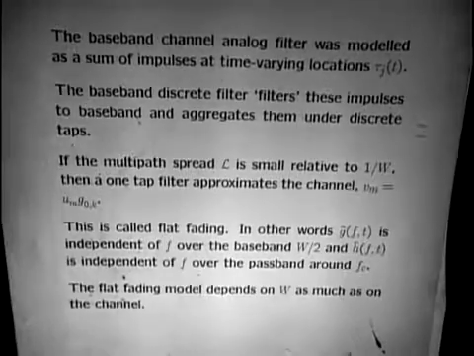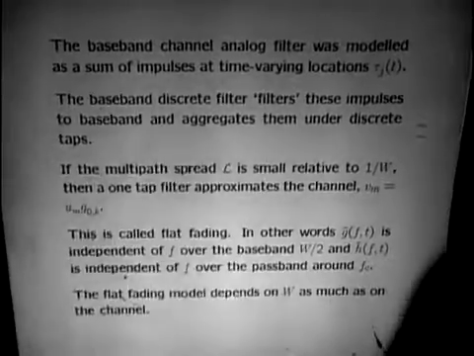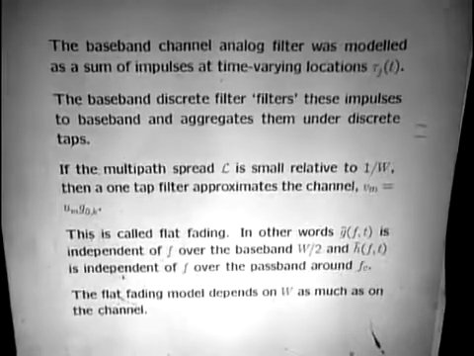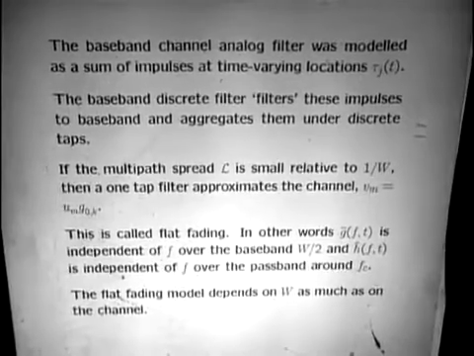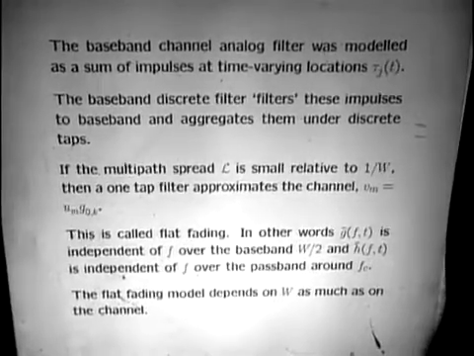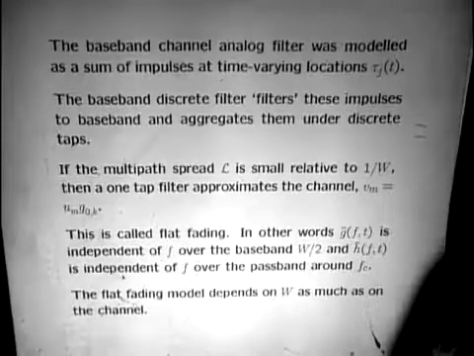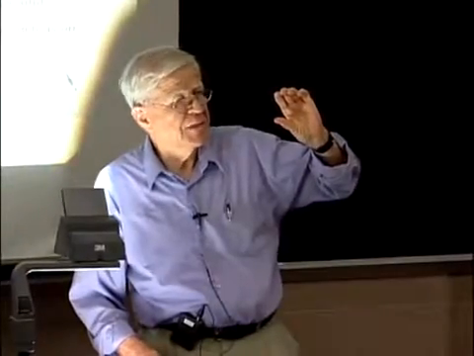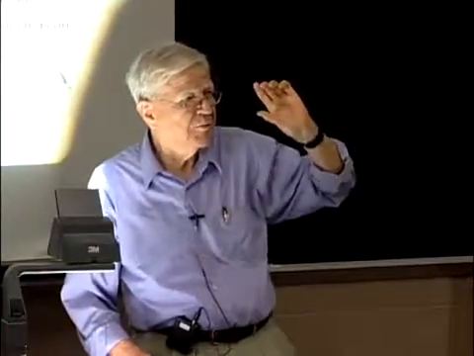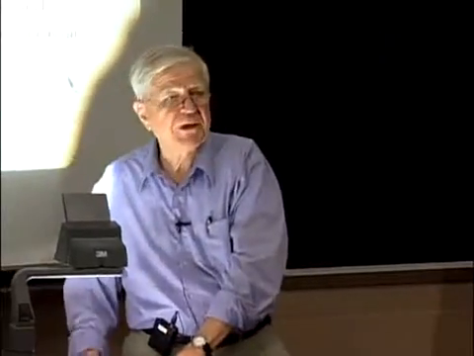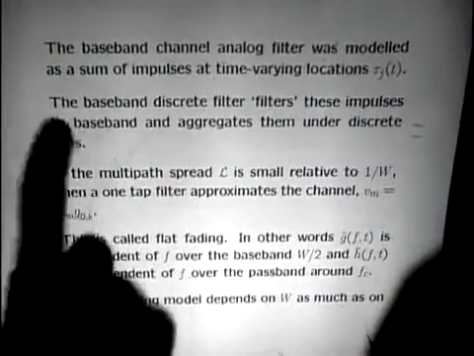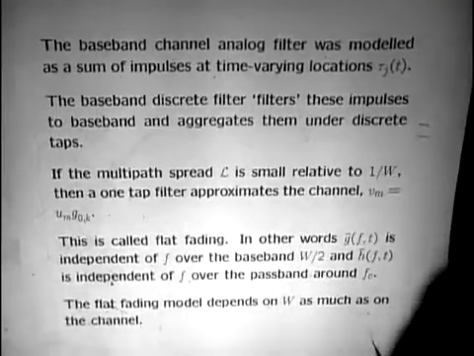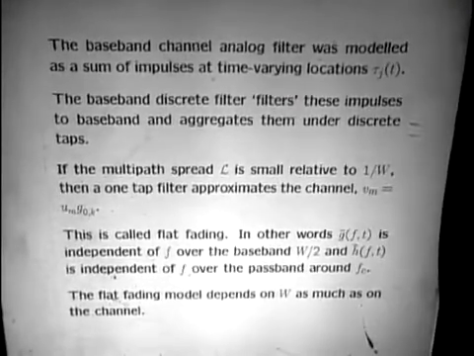Well, the thing that's going on here then is we started to look at this physical modeling in terms of ray tracing and things like that. And what we're doing at this point is we're modeling what's going on at the frequency bandwidth that we're using, namely not the carrier frequency anymore, but the baseband bandwidth. We're viewing this filter as having filtered these things out for us, so we wind up with a baseband discrete filter that filters these impulses and aggregates them under discrete taps.